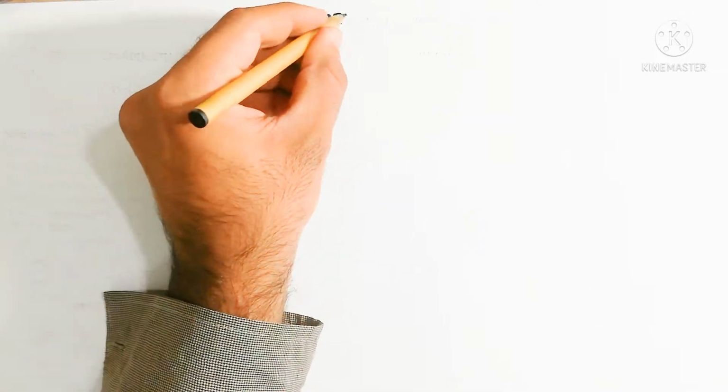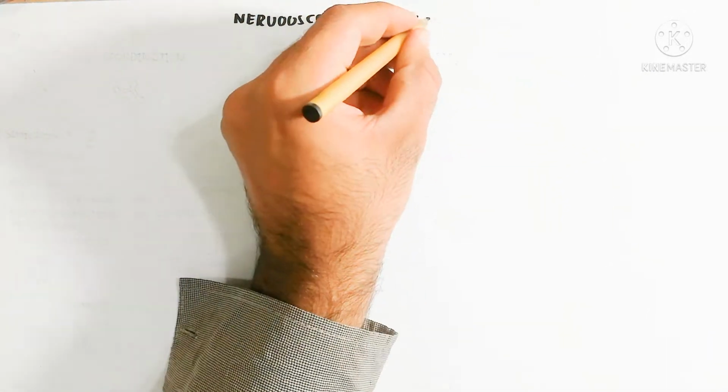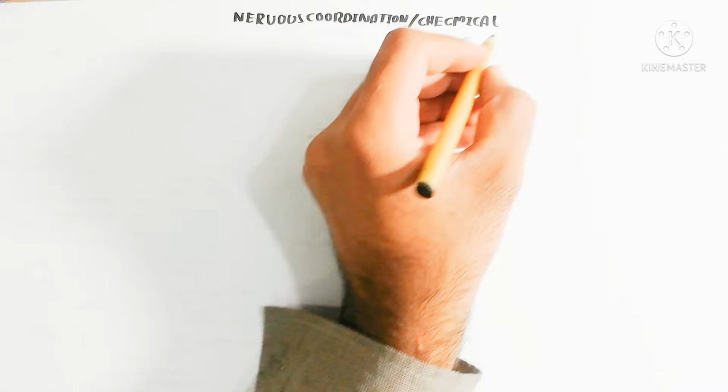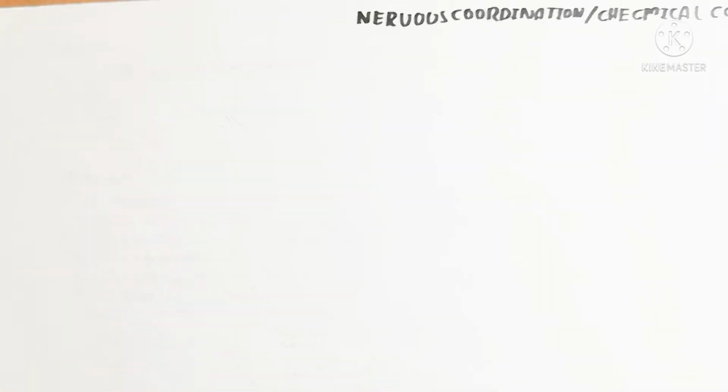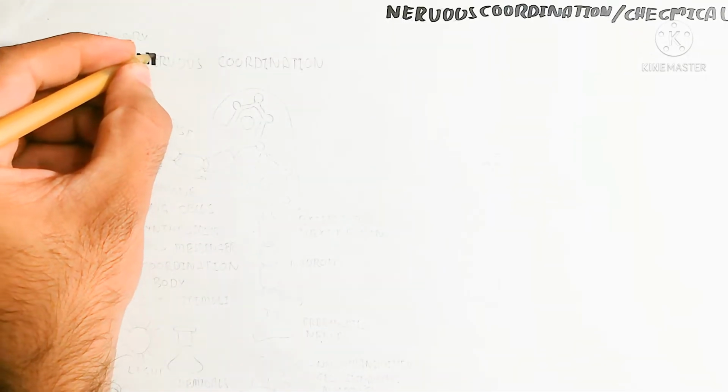Hello, in this video we will discuss nervous coordination and chemical coordination, and we will also understand their comparison, similarities and dissimilarities. So first of all, we will look at the nervous coordination.